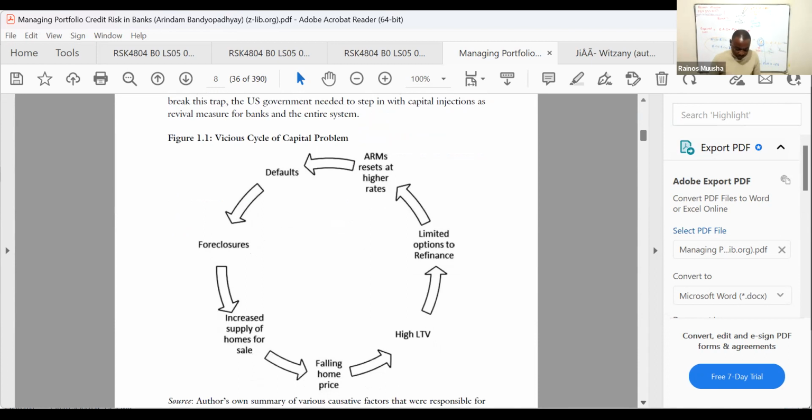So when you look at the vicious cycle of the capital problem, you can start from anywhere. If you look at the increase in supply of homes for sale, remember the laws of demand and supply basically say that an increase in supply means there's an oversupply of homes, which means falling home prices as well. This results in a high loan to value ratio. Then this results in limited options to refinance the houses. And then this also results in ARM resets at higher rates, which basically means that the interest rates being charged on these mortgages are now going to be charged at a higher rate because the risk has also increased.